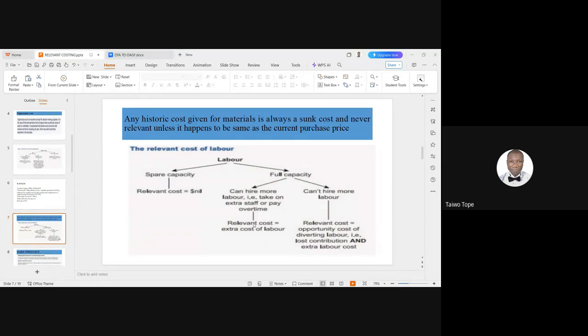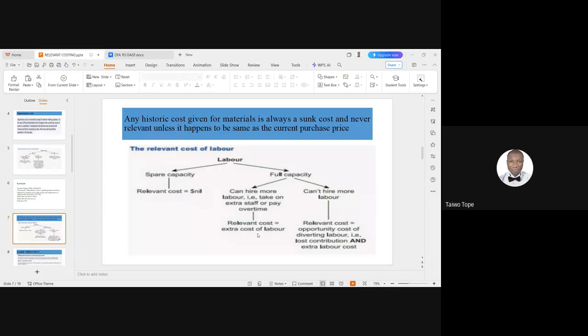And what is that opportunity cost? That is the lost contribution of moving them from the other department to another department, and the extra labor cost. And the extra labor cost, that is the existing costs you are to incur on them, or the extra overtime cost you will pay for diverting them for inconvenience. These costs, in addition to the lost contribution in the other department, will give you the relevant cost.